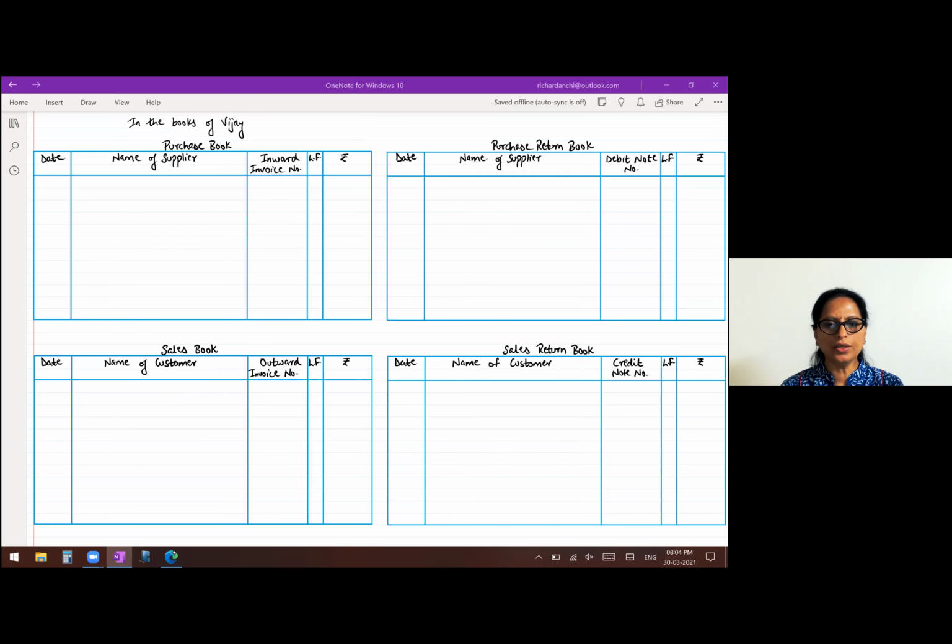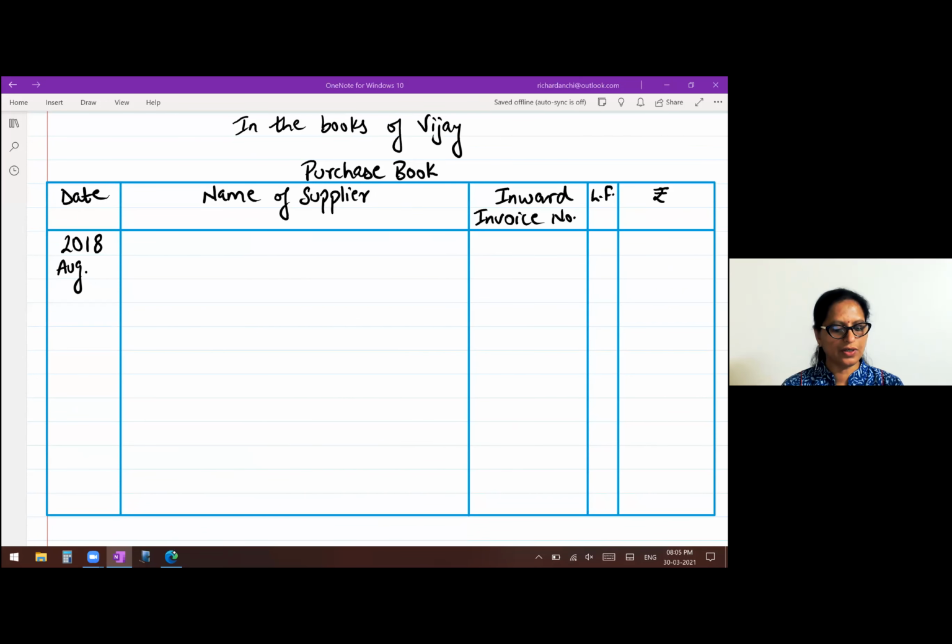Okay, the first transaction, purchased goods from Vikas stores rupees 18,000 at 5% trade discount. So this is purchased. So it will come in the purchase book. So write their date first. Write Vikas stores, name of the supplier. There is trade discount. So find out 5% of 18,000. Deduct and then you will write the amount. So 5% is 900. Once you subtract, you will get 17,100. So always deduct trade discount and then write.